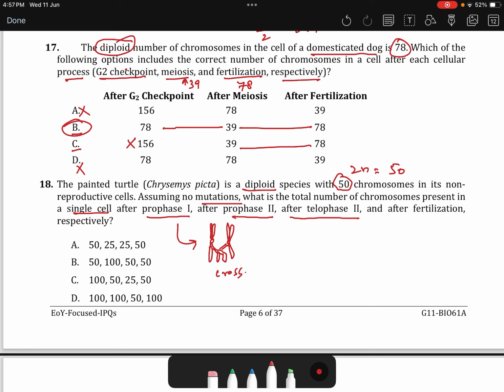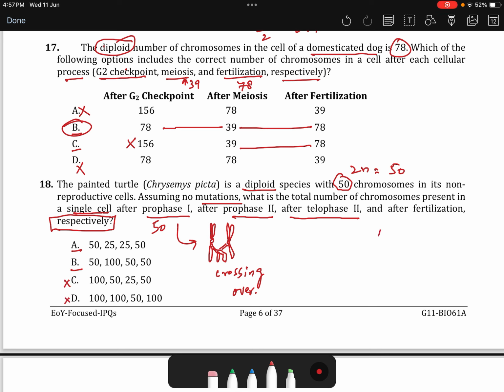In prophase 1 you just see this crossing over. Okay, so it will be 50. You should go with the same sequence. I will apply the same rule as I did up, so I'm going to choose 50 in the beginning. So A has 50, B has 50. This is wrong, this is wrong.